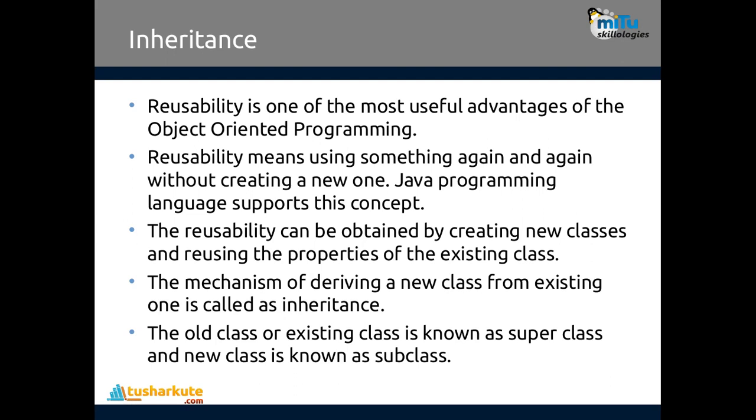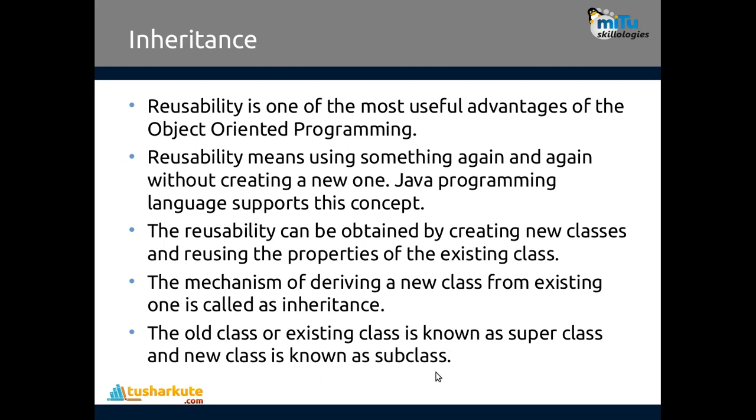Reusability is one of the most important and useful advantages of object oriented programming. It means using something again and again without creating a new one. Java programming language supports this concept. Reusability can be obtained by creating new classes and reusing the properties of the existing class. The mechanism of deriving a new class from the existing class is called inheritance. The old or existing class is called the superclass and the new class is known as the subclass.